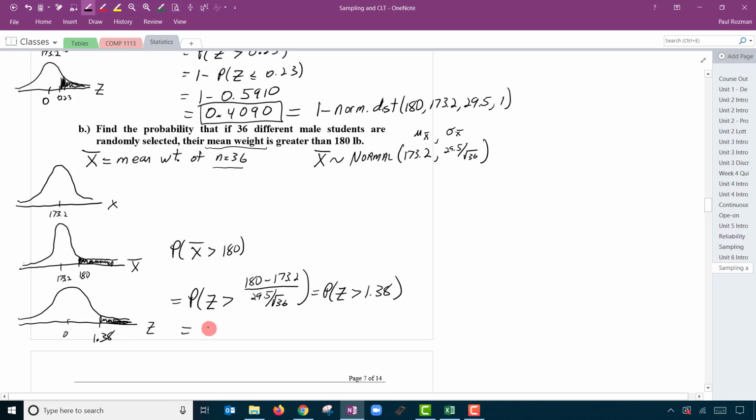So then we get 1 minus the probability that z is less than or equal to 1.38. You go to our z table and look up 1.38, and you will find that it is 0.9138. So our answer is 0.0838.